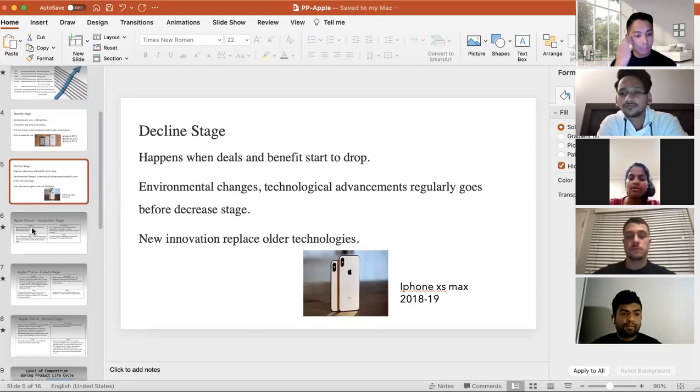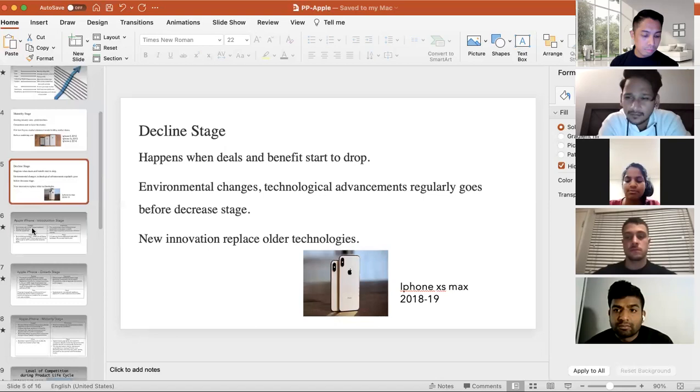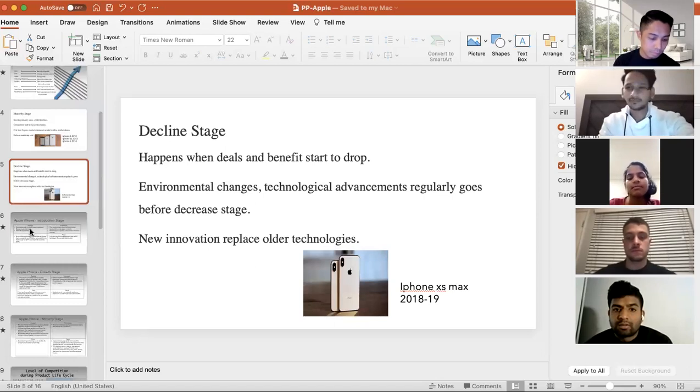So the most common product life cycle management tactics implemented by brands like iPhone are to make the most out of their product during the decline, including lowering the price or removing after-sales support to reduce marketing and personal cost, or discontinuing the product. So iPhone XS Max may be discontinued by Apple because they are coming up with the upgraded version of iPhones. Thank you.